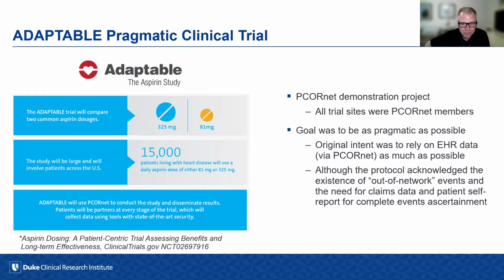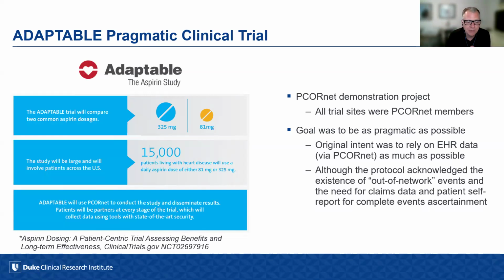So the original intent was really to rely on EHR data for almost every single aspect of the trial. That meant recruitment, baseline data, and follow-up data. It kind of meant everything. It was, all things considered, a relatively cheap trial for 15,000 patients. Now, I've just talked about how EHR data has holes that we all know about, right?